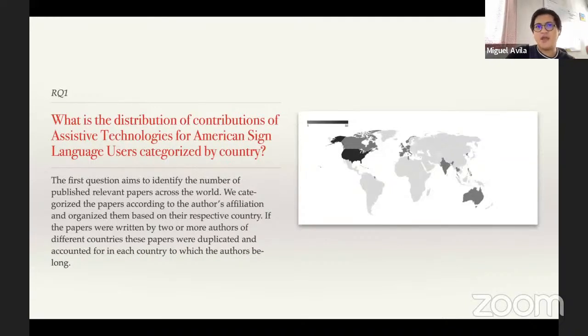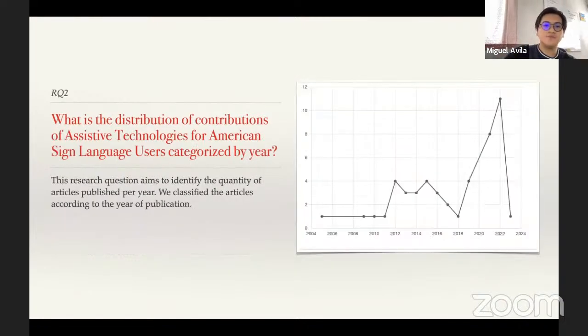As you can see here, we have a choropleth map. And then, well, what we did is identify the number of published relevant papers across the world, across every country. So we categorized the papers according to the author's affiliation, where the paper was published. And of course, if the papers were written by 2 or more authors from different countries, well, these papers were duplicated and counted for each country, basically. We're going to talk about the discussions later.